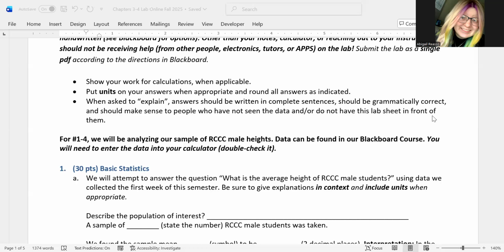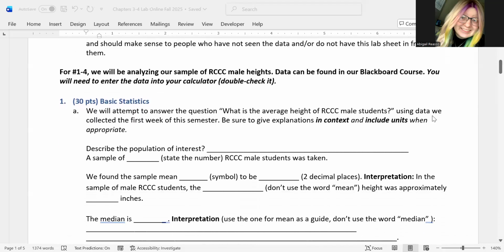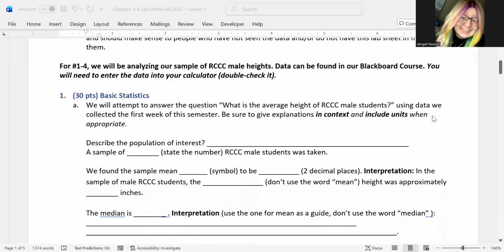Okay. So the first thing we're going to be looking at is our basic statistics. These are going to be usually from our calculator. And we're going to be using that exact same data that we used on the first lab. So you'll just want to go access it and make sure that you put it in your calculator and double check it.